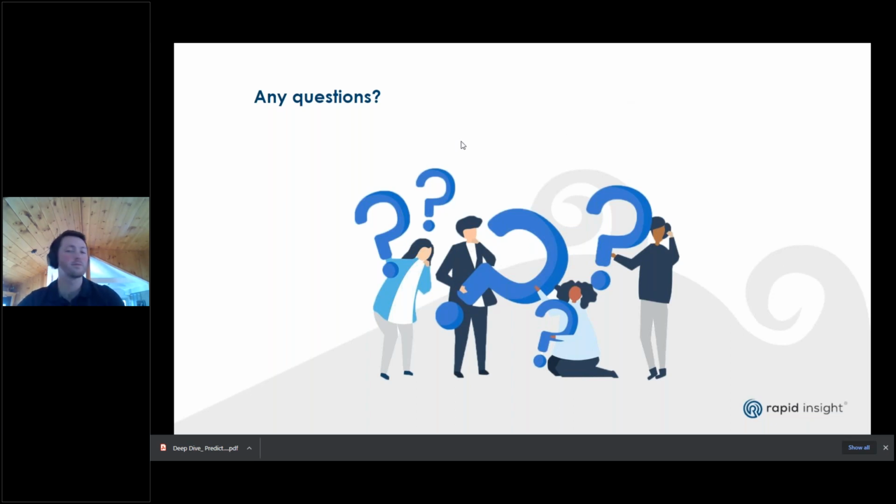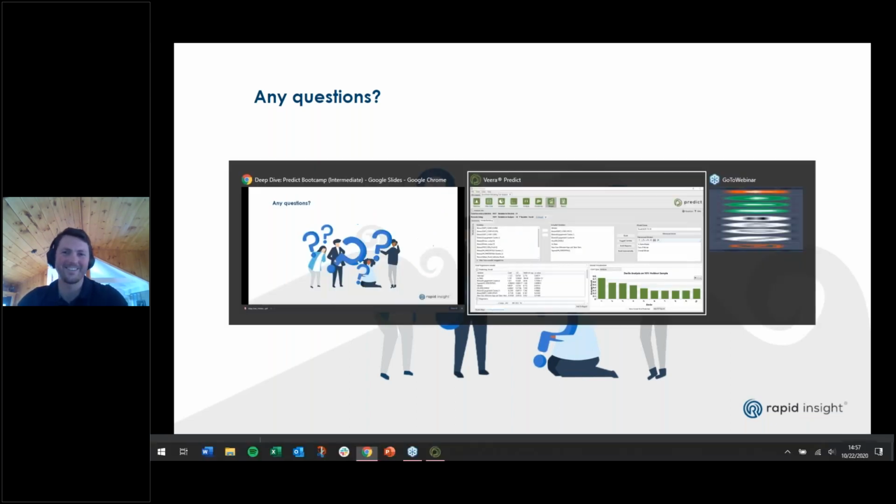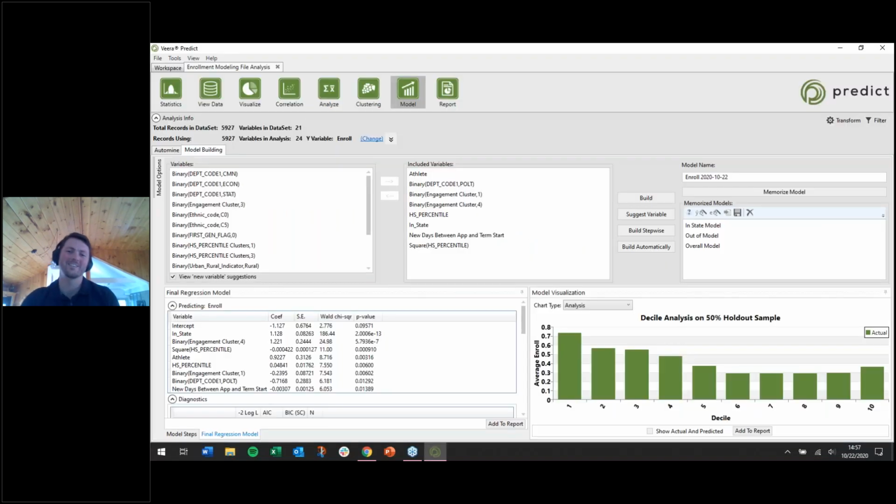So we do have a question here. Would you recommend using a holdout sample to validate the model, and then use 100% of the data for modeling to optimize your model? Yeah, it's recommended for sure.